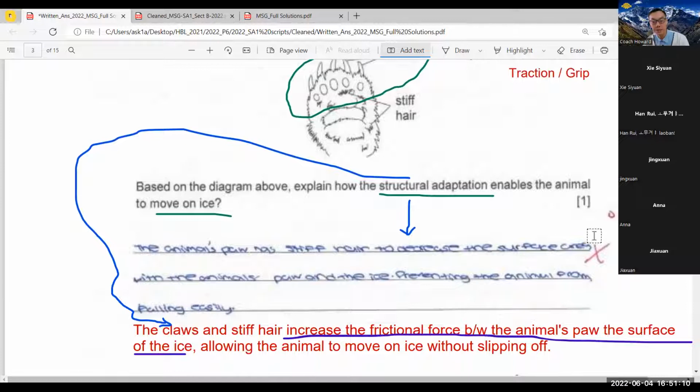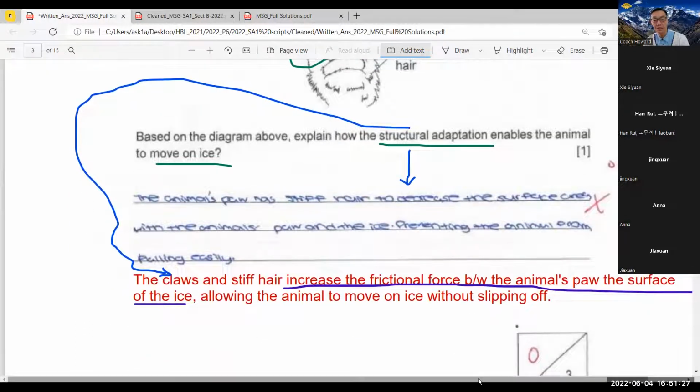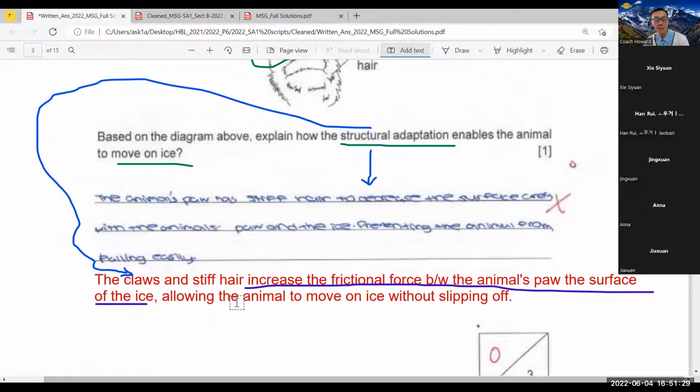So for this answer, again, the student gets 0 marks because they say the animal's paws have stiff hair to decrease the surface area. It's not decrease. In fact, the claws and the stiff hair are to increase the frictional force. So the correct answer should be the claws and stiff hair increase the frictional force between, very important, I must say, between what surface? Between the animal's paws and the surface of the ice, allowing the animal to move on ice without slipping off. So you take note of this.